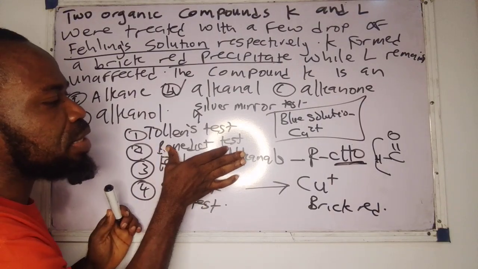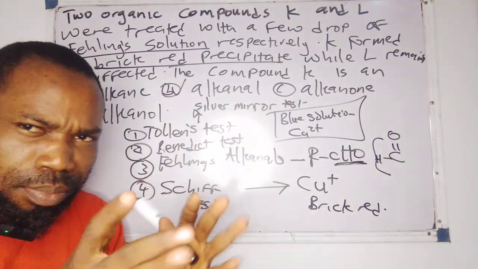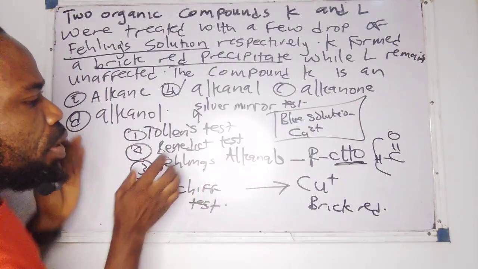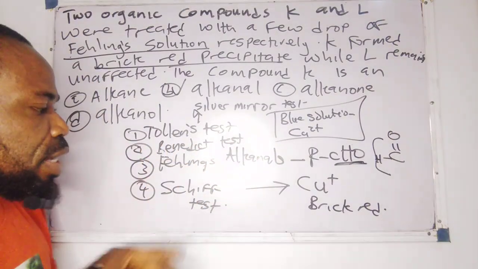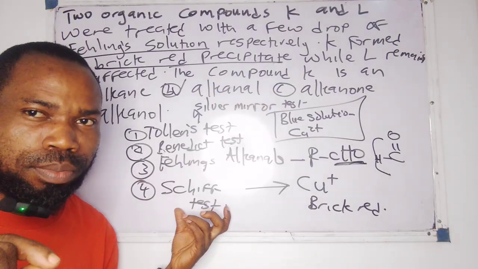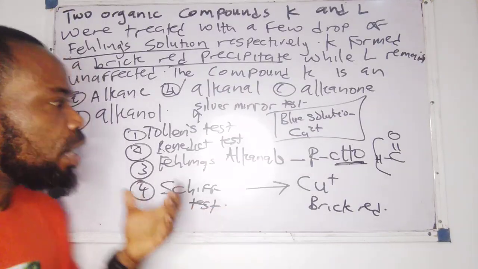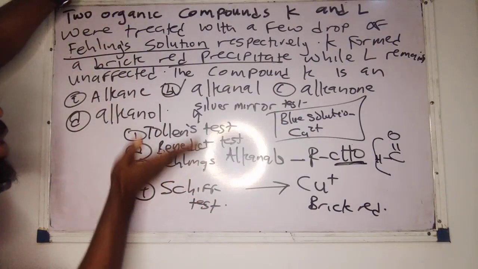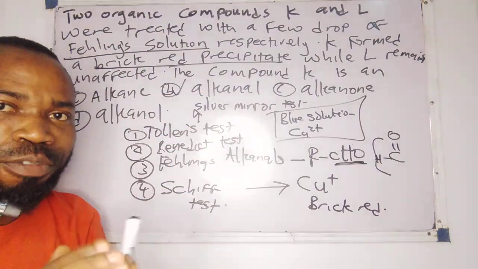Likewise, Benedict test also gives a red coloration. Now, the Fehling's test we have looked at just now. Then this Schiff test gives a pink coloration to alkanals. Now all these are different tests that you use to test for the presence of alkanals.